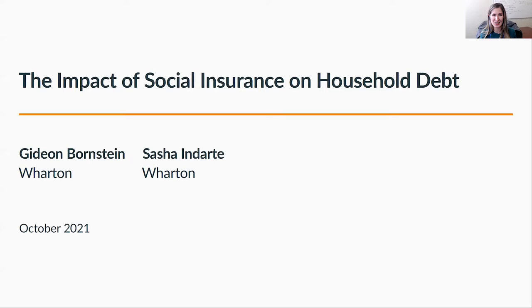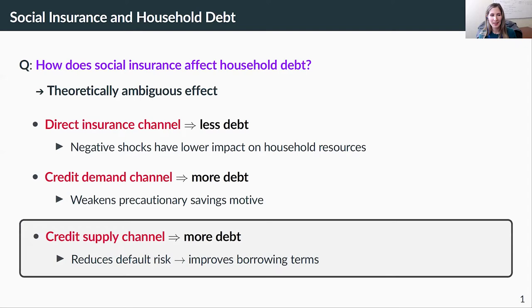The paper I'm presenting is joint work with my colleague, Gideon Bornstein. In this paper, we ask, how does expanding social insurance affect households' accumulation of debt? There are multiple channels that shape the relationship between social insurance and household borrowing, but these channels can work in opposite directions. So a priori, the total effect of expanding social insurance on household debt is theoretically ambiguous.